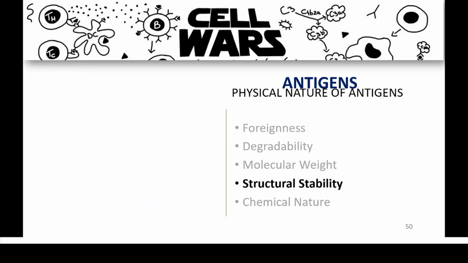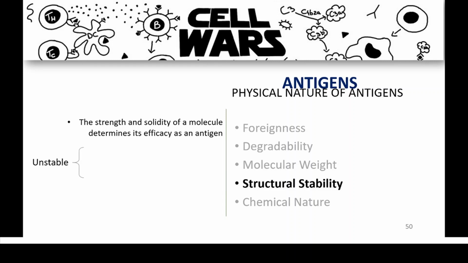Another factor is structural stability. The strength and solidity of a molecule determines its efficacy as an antigen. The more solid the molecule, the stronger it is, therefore the more stable it is, and therefore the more immunogenic it is. Now, unstable molecules such as gelatin are considered poor antigens. Remember, gelatin can become solid and can also become liquid. So, its molecular structure is unstable.